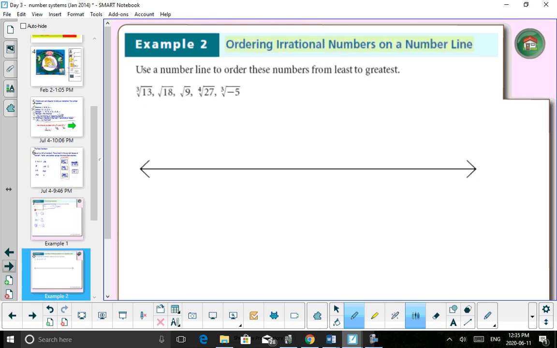Last thing we're going to do is number lines. When you do a number line, remember, the numbers always get smaller when you head left and always get larger when you head right. So what we're going to do is figure out the decimal equivalents of each of those 5 numbers, and then plot them on our number line. We're just going to go through and use our calculator.